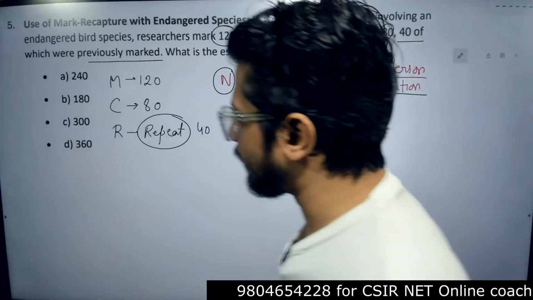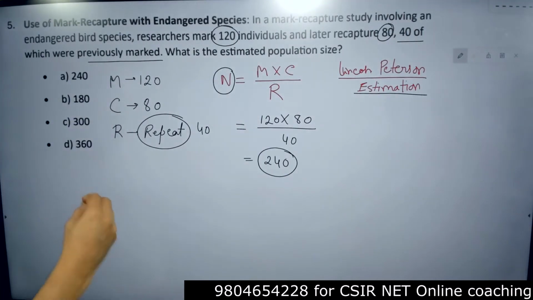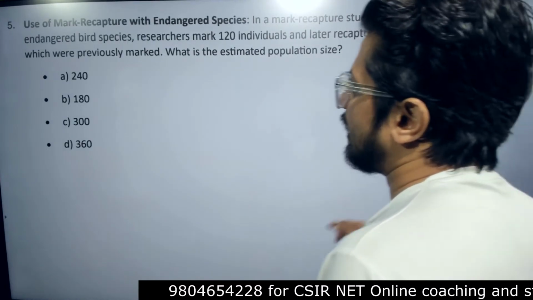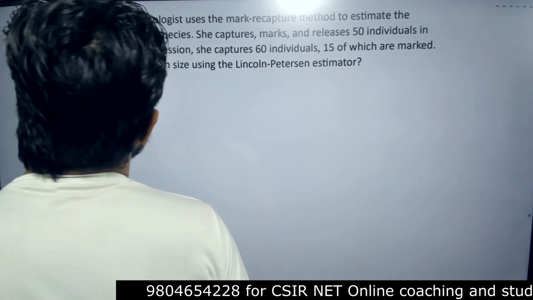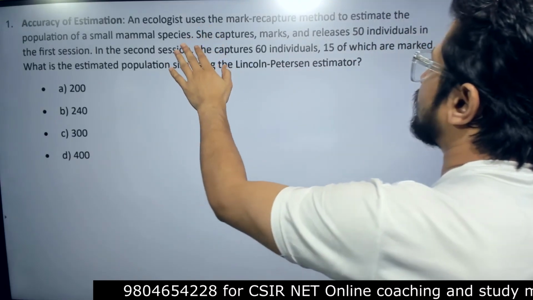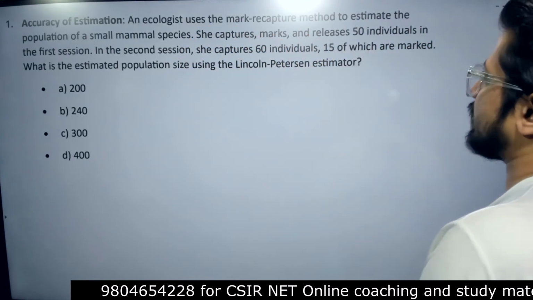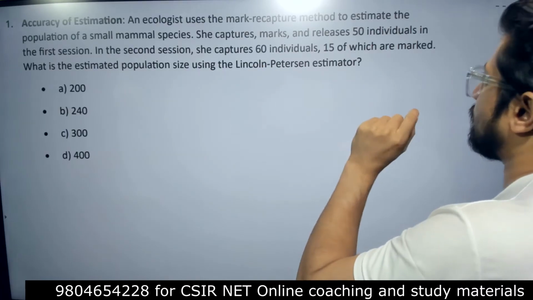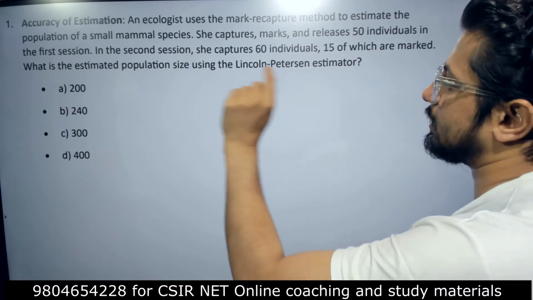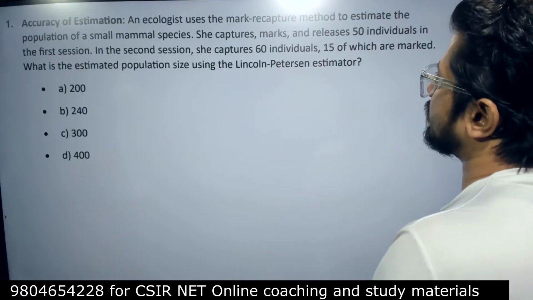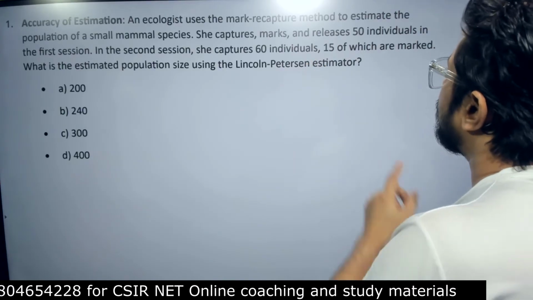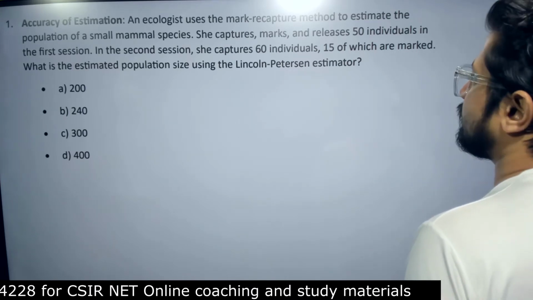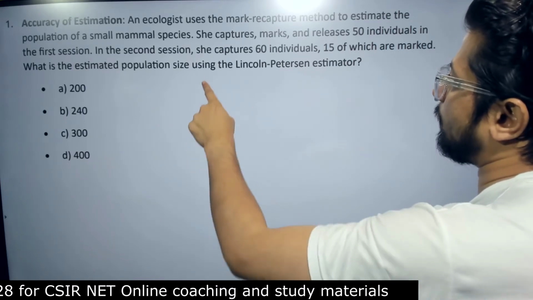बहुत आसान है मार्क रिकैप्चर के मेथड के प्रॉब्लम सॉल्व करना. पार्ट बी में आता है तो ठीक है, पार्ट सी में आता है तो और भी बेहतर, 4 मार्क्स मिल जाएंगे. Another example of mark recapture method. An ecologist used the mark recapture method to estimate the population of a small mammal species. She captures, marks and releases 50 individuals in the first session. In the second session, she captured 60 individuals, 15 of which are marked, right? So again, you need to estimate the population size.